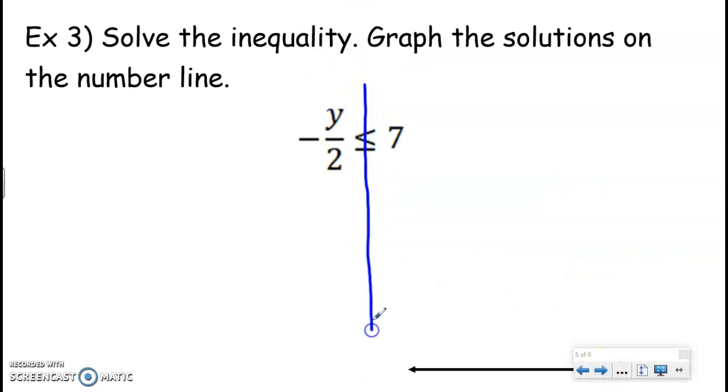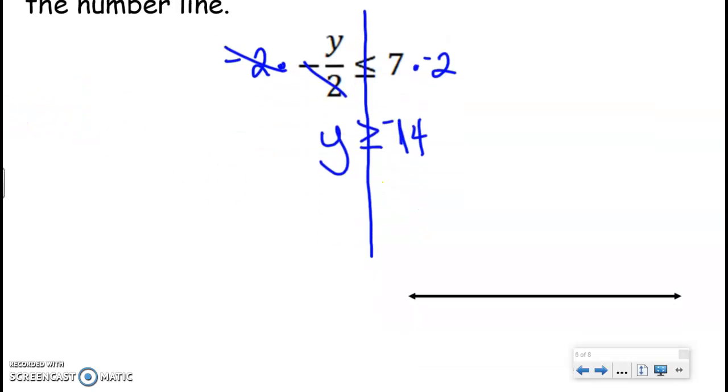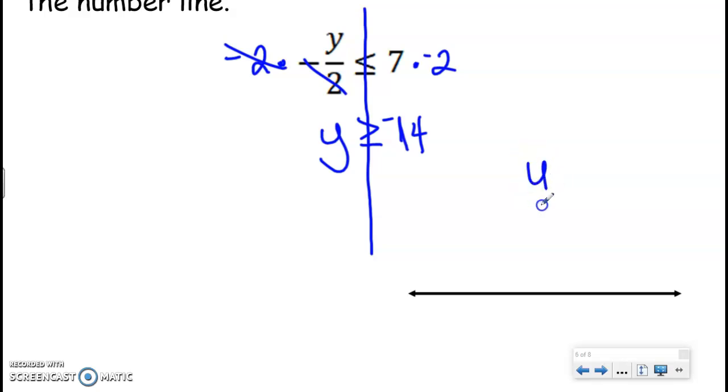Okay, this time we have a division problem here. So because we're dividing by 2 there, I'm actually going to multiply by 2 to cancel. However, notice that there's a negative there. So to get y completely alone, I'm actually going to multiply by negative 2. So when I do that, my negative 2's cancel to leave me with y. And 7 times negative 2 is, sorry, negative 14. Since I multiplied by a negative number on both sides, I actually need to remember to flip my inequality sign over. So instead of having a less than sign, we now have a greater than sign.